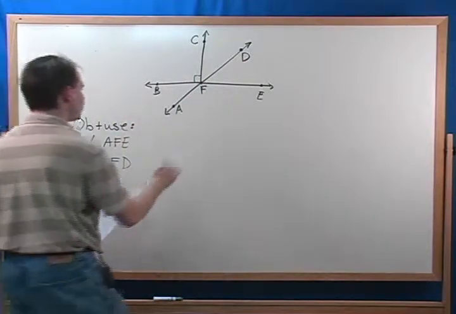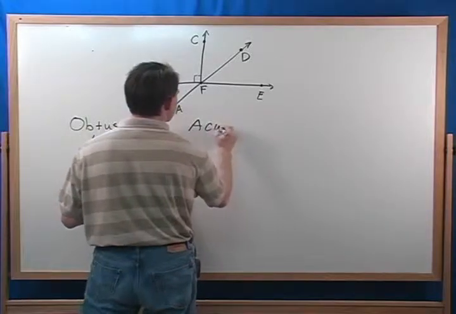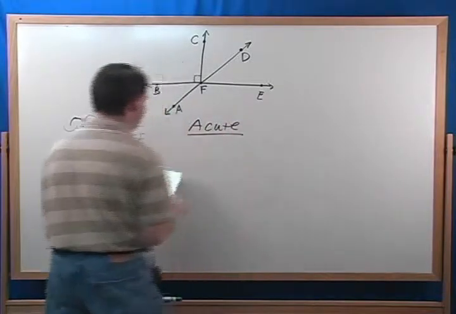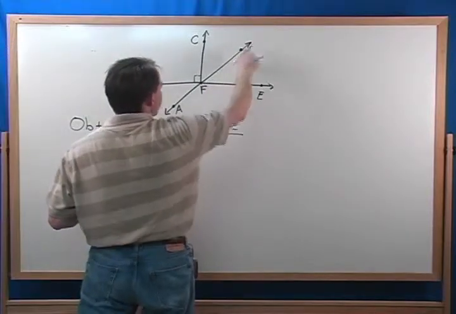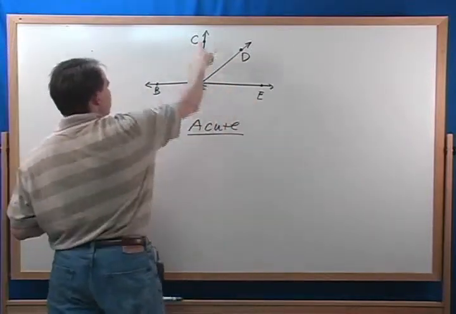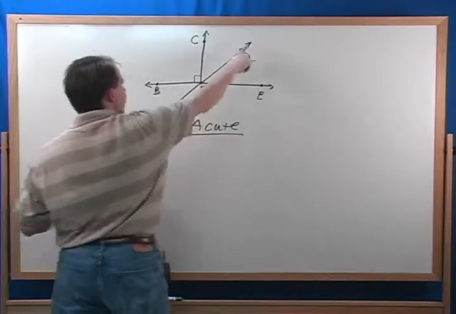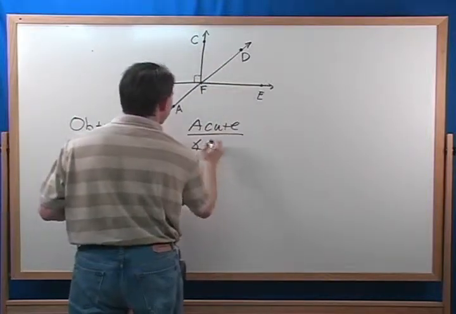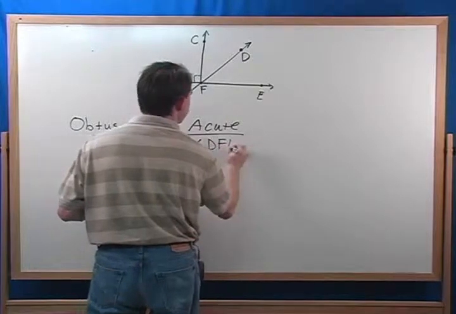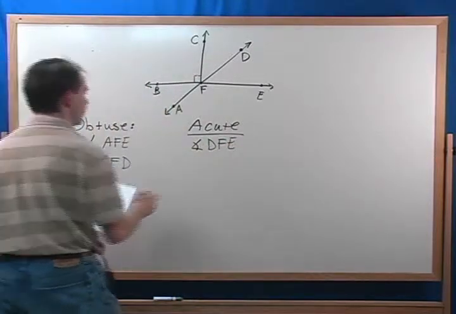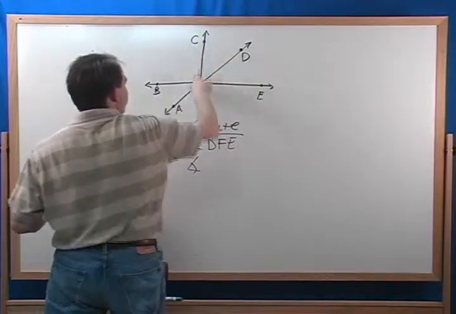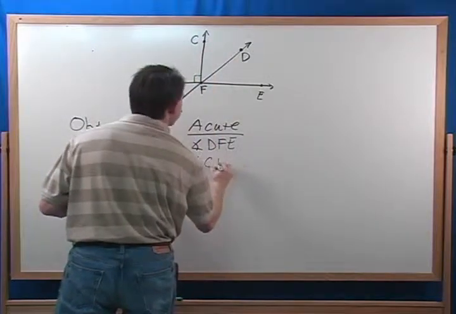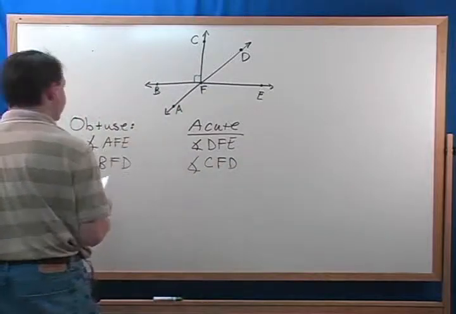Okay? So which ones are acute? Which ones are less than 90 degrees? Well, this is less than 90 degrees. You can tell by looking at it. I mean, this is up and down, perpendicular. This is 90 degrees, so this one's got to be less. So angle DFE is acute. Okay? Angle CFD, this angle right here, that's acute. That's less than 90 degrees.